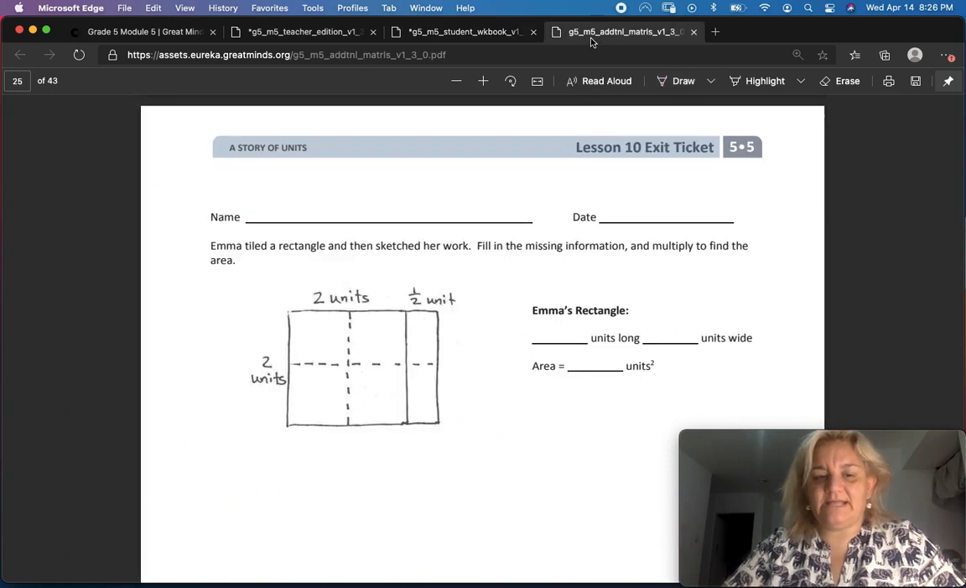And your exit ticket today, they've drawn in the dimensions for you. You need to fill in the tiles and fill in the spaces here.